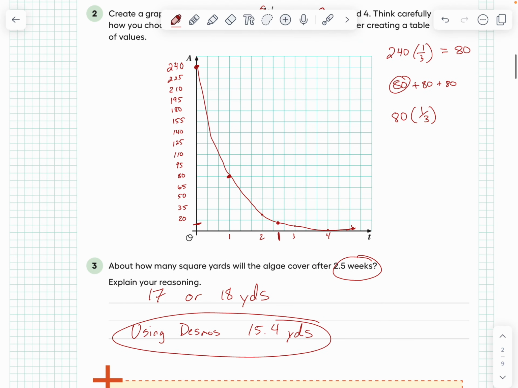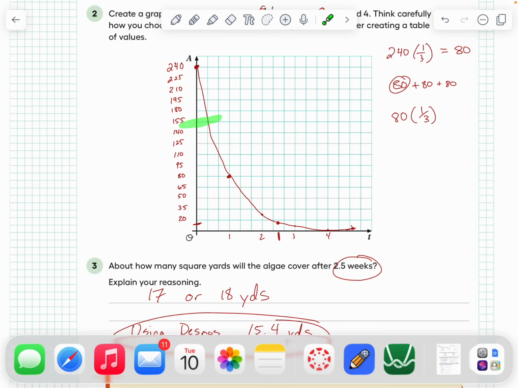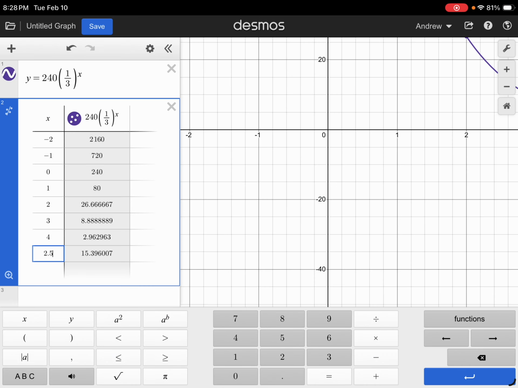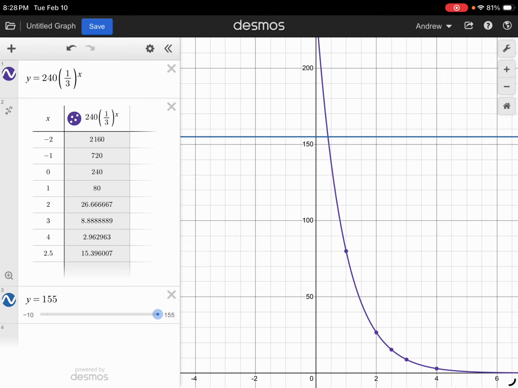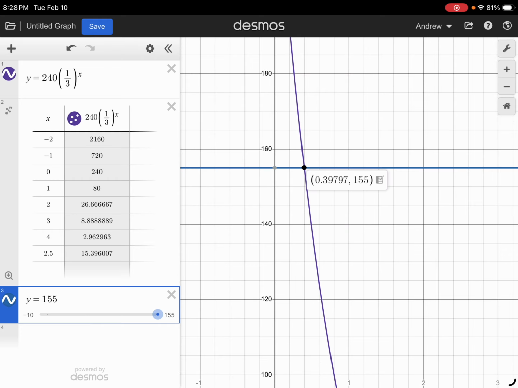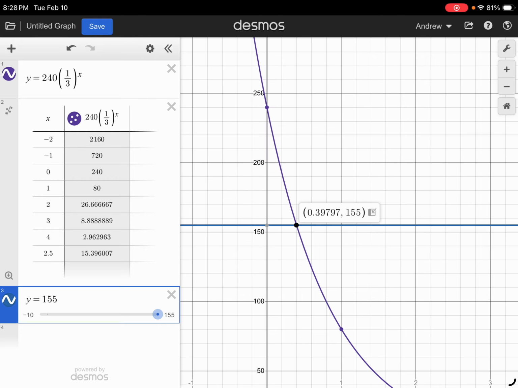So that's how you apply the table, also how you apply Desmos, right? You can type it in and kind of see where that is going to be. You could also, let's say you wanted to see how long until it gets to maybe 155 square feet, right? What could you do for that? Well, I go to Desmos. Instead of looking at it that way, I would type in y equals 155, and then I look at my graph, and see about where that crosses. So that's one way that you could find the y value there, is figure out how long it took. In this case, a little bit less than a half a week, right?